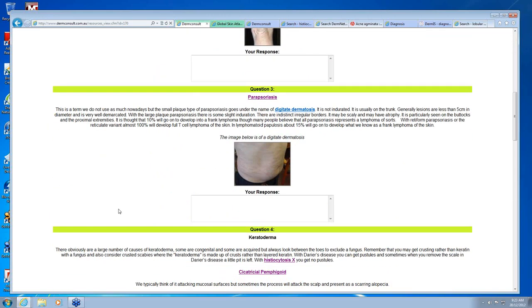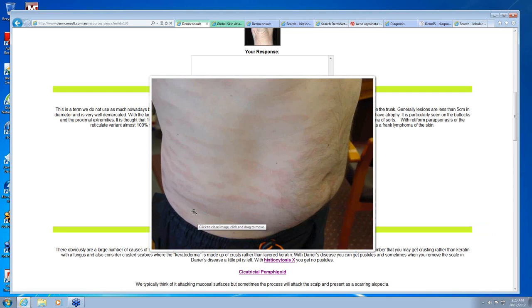Parapsoriasis. We've said it's a term we don't use as much nowadays, but there is a variant that goes under the name of digitate dermatosis, and this is an example of it here. It's almost like zebra markings on the skin, and these plaques, well, often they're just patches. They're not in fact thickened, and there may be some fine cigarette paper wrinkling on the surface of the skin over these. They may not be terribly itchy either.